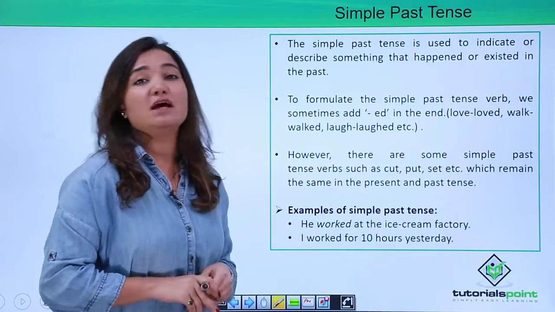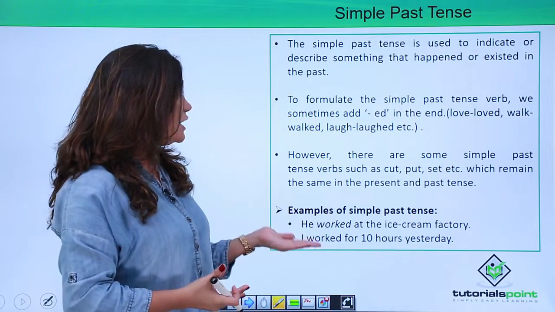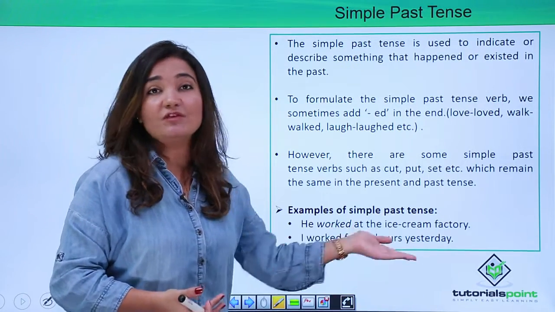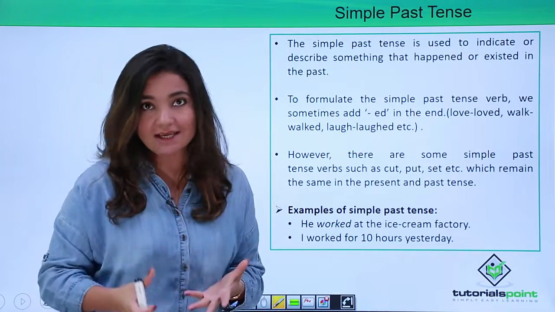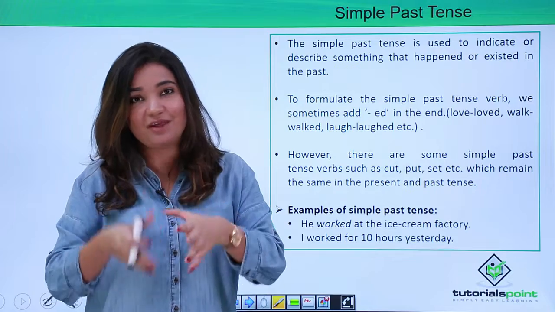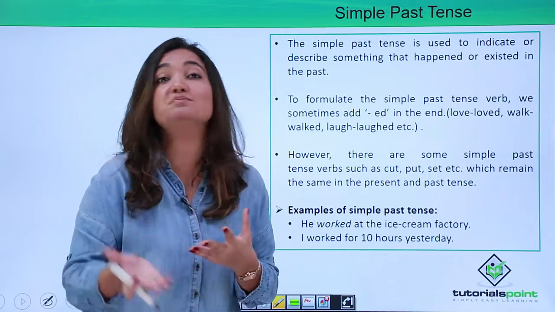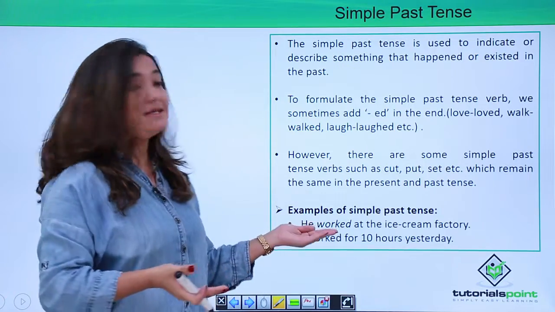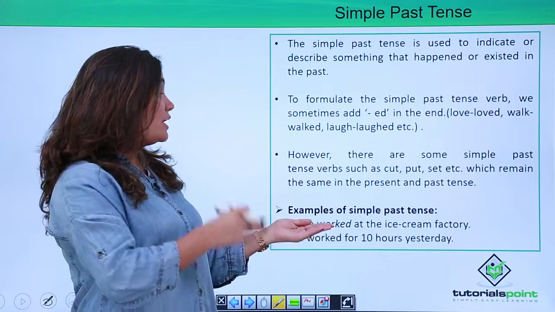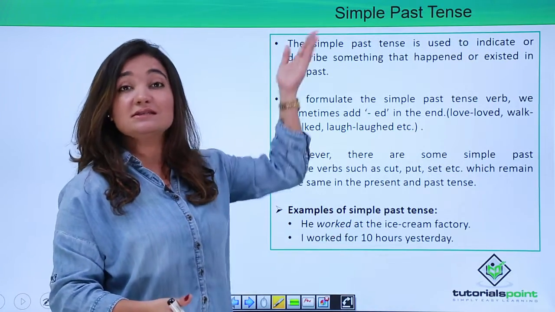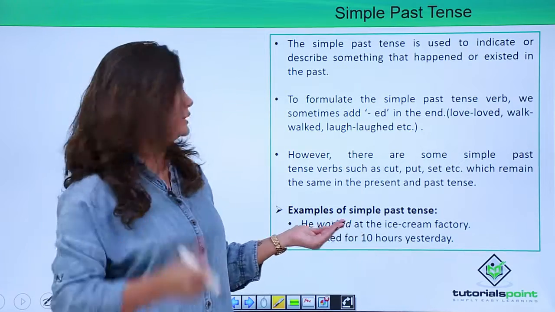So taking a few examples just to sum up this type of tense that we just studied. He worked at the ice cream factory. So here the verb worked, what is it telling you? It is telling you that this is something that happened in the past. So it is the -ed form of the verb, right? So it is the past participle form. So it is telling you about something that happened in the past, or in simple words, it is the simple past form of that particular verb.